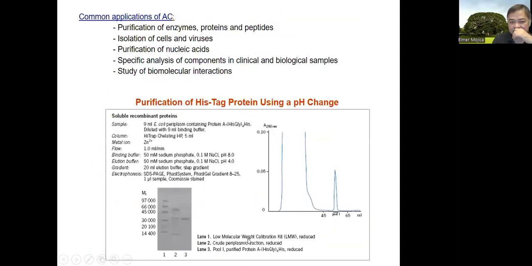So the common applications that you have here: separation or purification of biological molecules, isolation of cells and viruses, purification of nucleic acid, clinical and biological sample analysis, and study of biomolecular interaction. So see here, purification of histidine tag protein using a pH change. You will see here it's so high, and then all of a sudden it just went down.